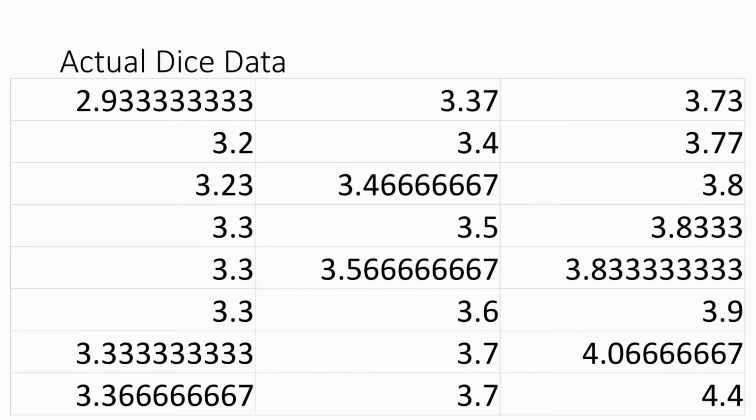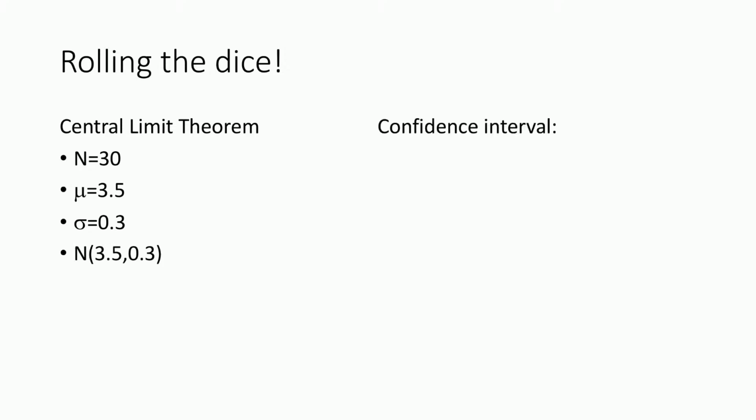Okay, so here's the actual dice data, some of it. And so the central limit theorem, this is for the 30. The central limit theorem says that when you have 30 rolls of the die, you reduce the standard deviation by a factor of the square root of 30. So divide this by the square root of 30. These are the numbers that I actually got from your data over here. And using those numbers, I can set up a confidence interval for what the average roll of a die would be.